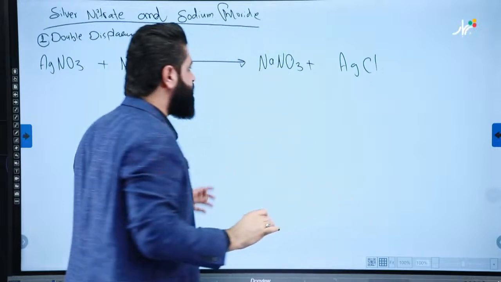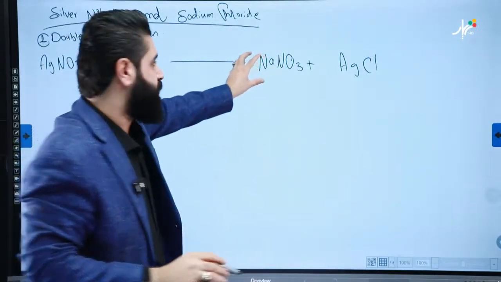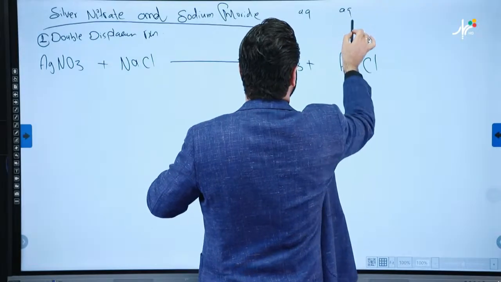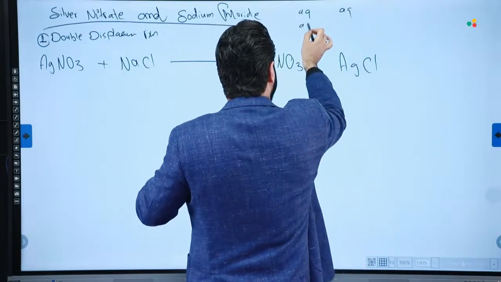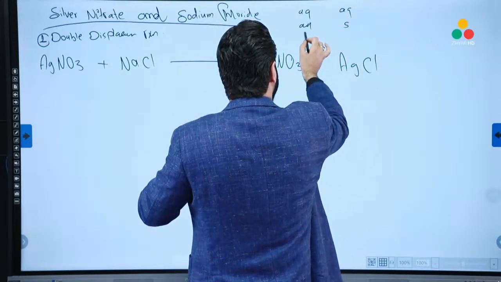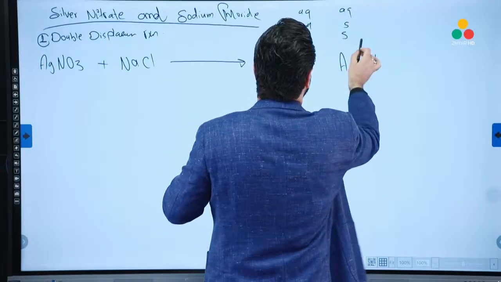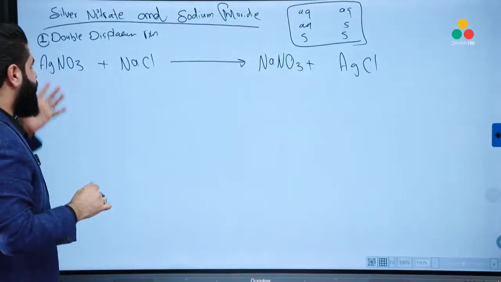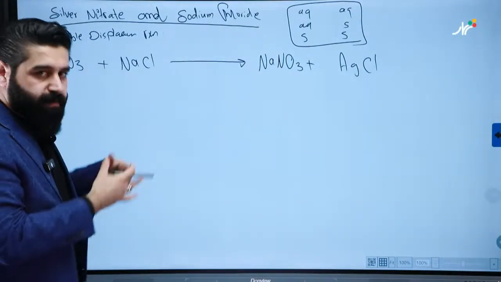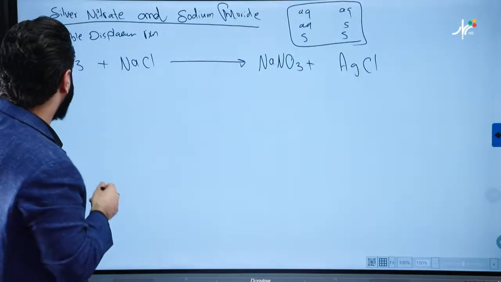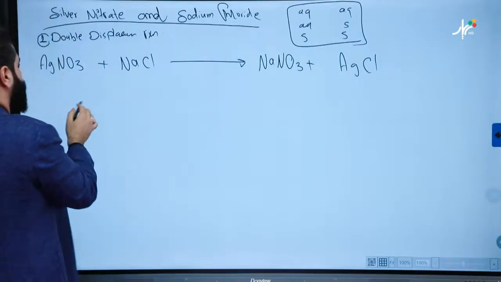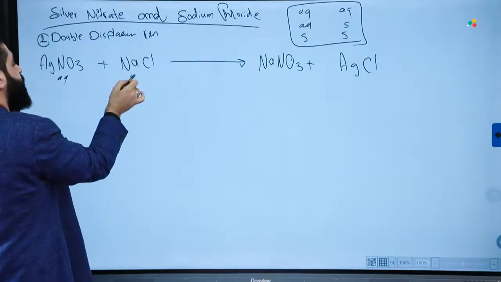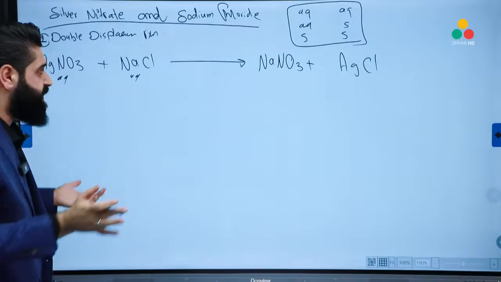Let me tell you all the possibilities about the product. It's possible to have both compounds aqueous, or one aqueous and one solid, or both compounds in a solid state. Look, the first step: write the double displacement reaction, balanced, and predict the solubility. It's already balanced. And because it's a double displacement reaction, both compounds on the reactant side must be aqueous.